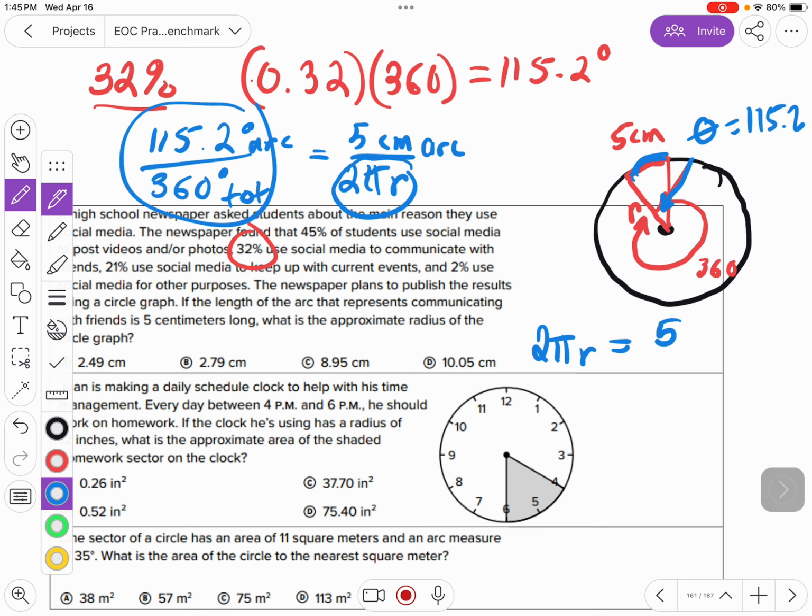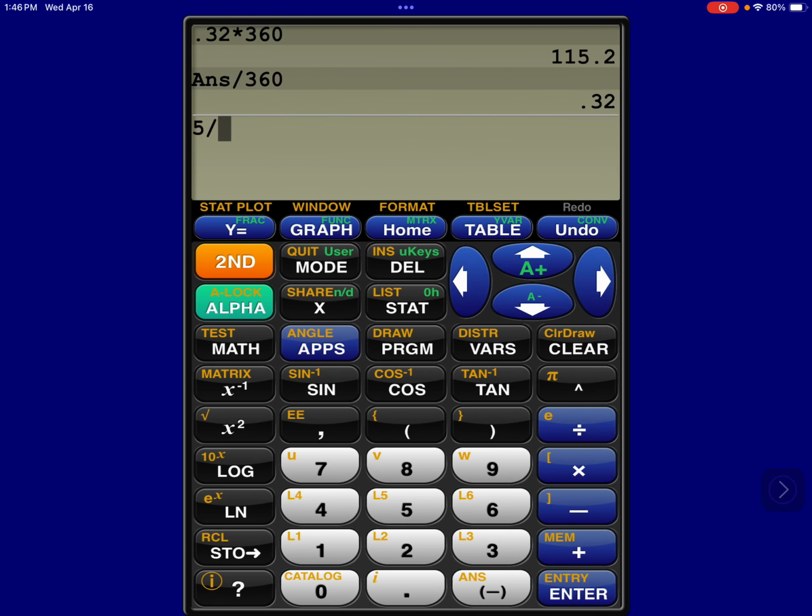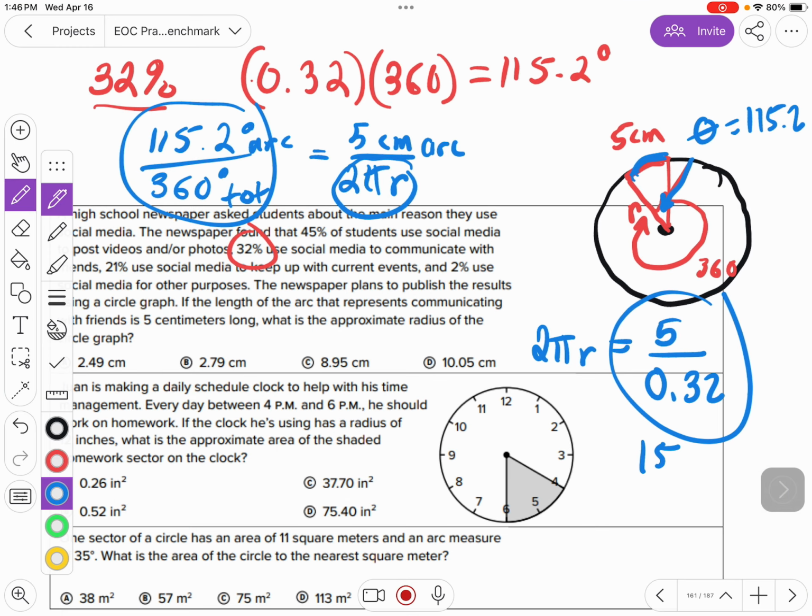So it's going to be 5 divided by 0.32. Now I'm just going to put this part in my calculator. 5 divided by 0.32. That's 15.625, but that's not the answer. So let's write that down: 2 pi r equals 15.625. And now I'm going to divide by 2 pi to get r all by itself.